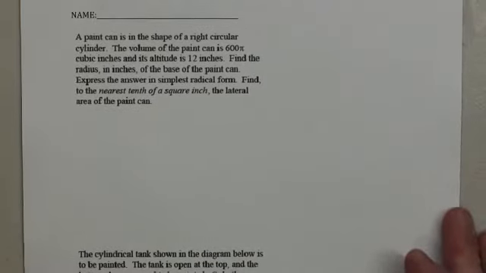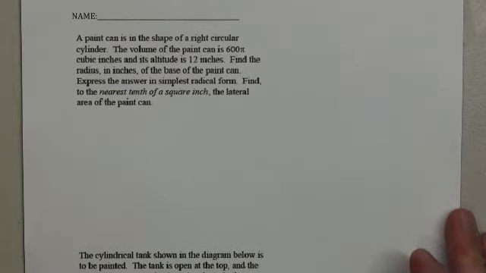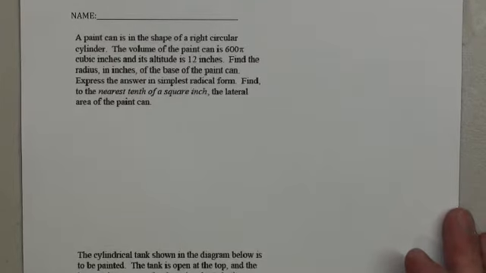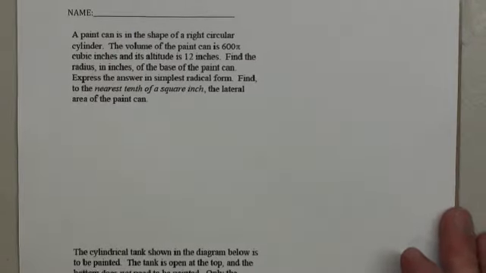A paint can is in the shape of a right circular cylinder. The volume is 600 pi and the altitude is 12 inches. Find the radius in inches of the base of the paint can. Express the answer in simplest radical form. Find to the nearest tenth of a square inch the lateral area of the paint can.